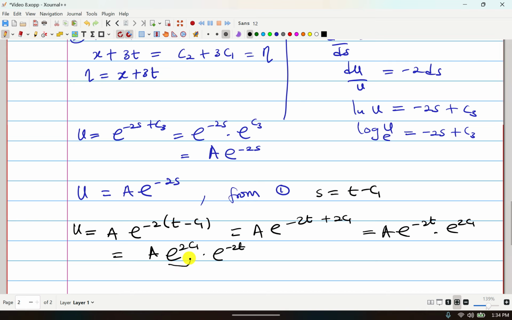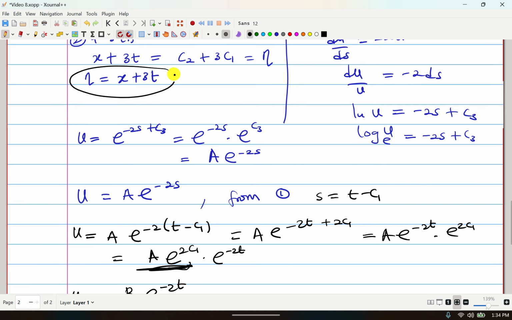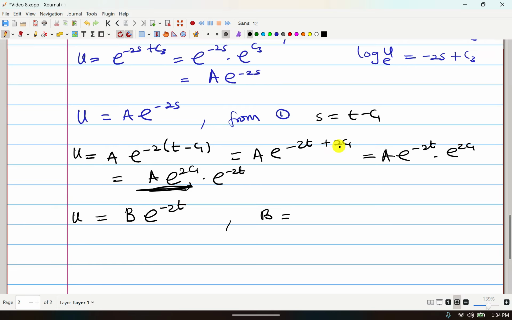Now remember, e to the power 2c1 is also a constant. a is a constant. When you multiply them, I'm now going to get my final u as b e to the -2t. What it means is that the two of them have just been combined into a single constant b. Now finally we have our u without the s. So what we're going to do is go back and find what expression is constant along characteristics always. We know that eta here is that guy, that is x plus 3t, which is always constant. So this b should be a function of that.